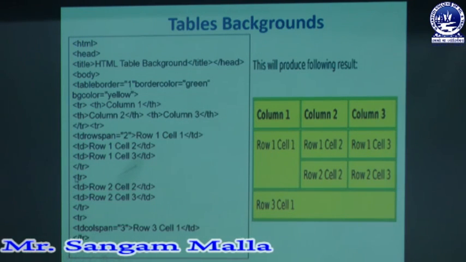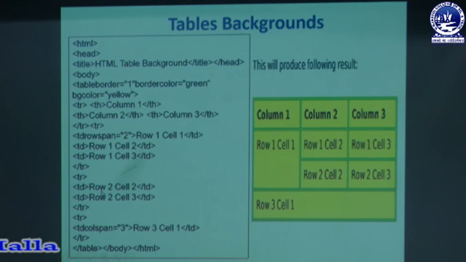Similarly, we have taken another row in which we have defined 2 table data tags, that is 2 columns, row 2 cell 2 and row 2 cell 3. Here you can see this is the third row in which we have declared the values row 2 cell 2 and row 2 cell 3. We have specified column span equal to 3. That means we have increased the size of the column. Here we have used the row span, which is used to increase the row size, and here we have used the column span, which is used to increase the column size. I have specified row 3 cell 1, which is the value stored in the last row.